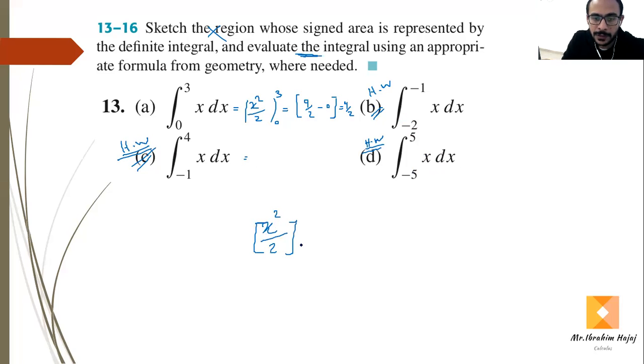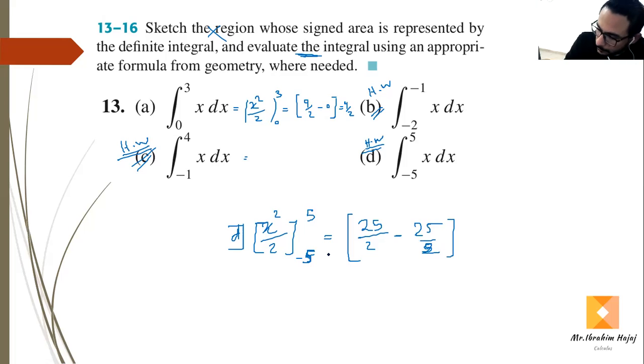يعني مثلا هنا x squared over 2 from negative 5 to 5 in letter D. From negative 5 to 5, substitute first by 5, 25 over 2 minus عندك negative 5, add the negative 5, substitute here also gives what? 25 over 2, which is what? 0. Okay, so this one 0.